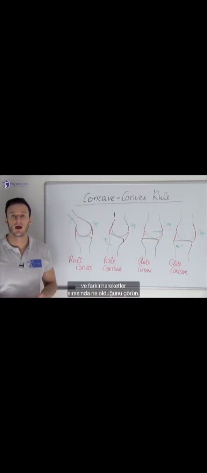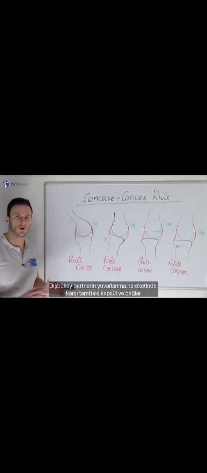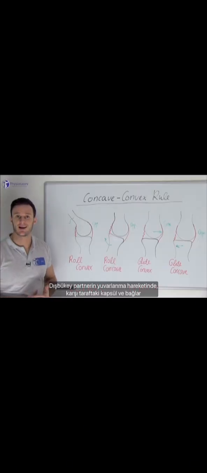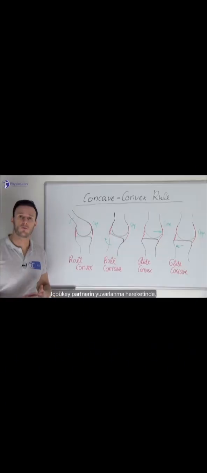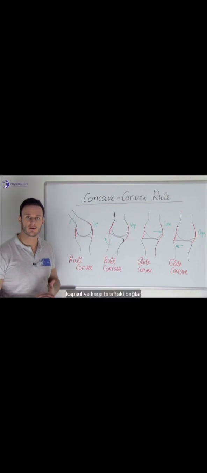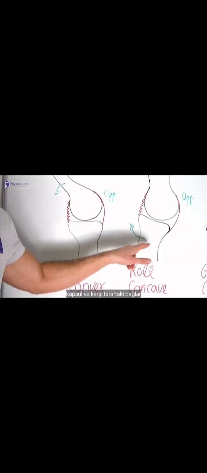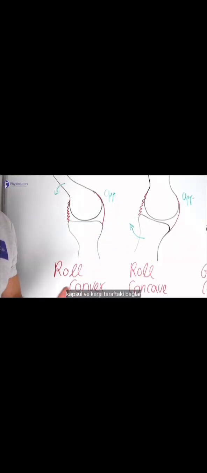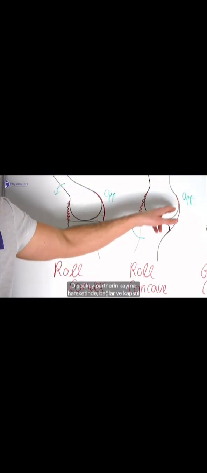Now let's add the joint capsule around the joint and see what happens during different movements. In a roll movement of the convex partner, the capsule and ligaments on the opposite side to the direction of movement are stretched, like seen in this case. In a roll movement of the concave partner, the capsule and the ligaments on the opposite side to the direction of movement are stretched as well, like seen here.